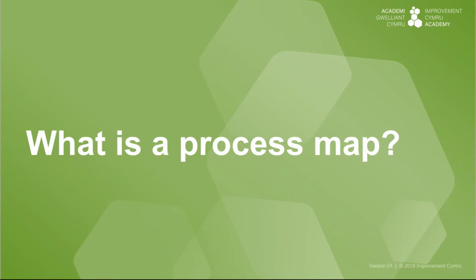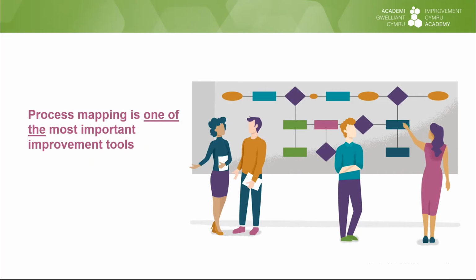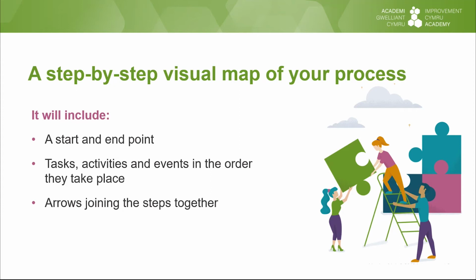So let's look at what a process map is. Process mapping is one of the most important improvement tools. In work, we want to reduce variation and have standard processes to ensure safe and reliable care. Process mapping can help us to identify and reduce unwanted variation. A process map is a diagram of tasks, activities, and decisions, recorded in the order that they take place, with each step linked to the next by an arrow.